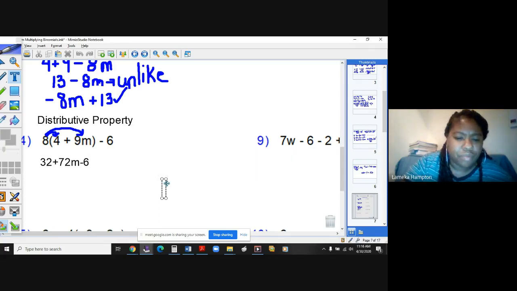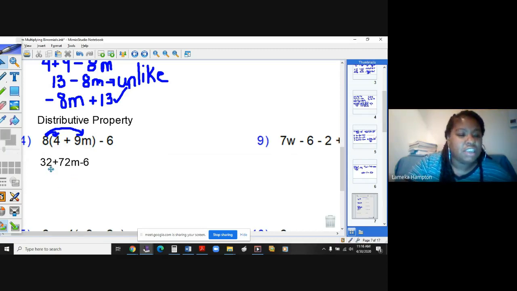Excellent job. Now, again, this only reinforces multiplying like terms. Here we multiplied our like terms, which were the numbers, and then we multiplied unlike terms, which is the number and the term. So this is just reinforcing to remind you that you can multiply both unlike terms and like terms.